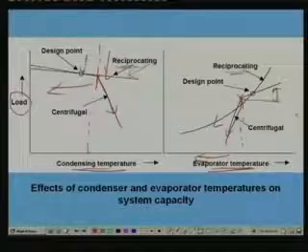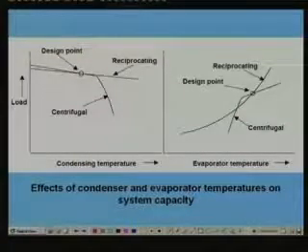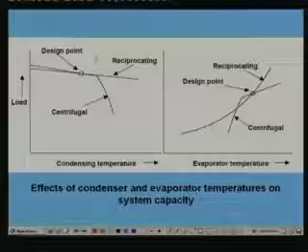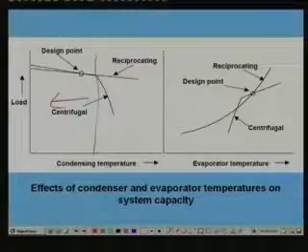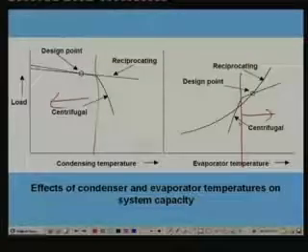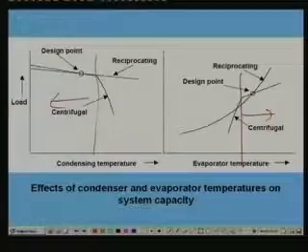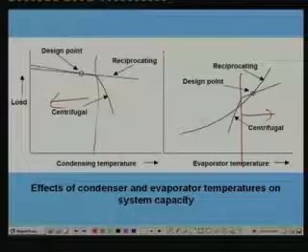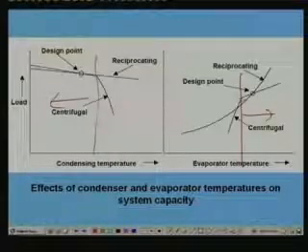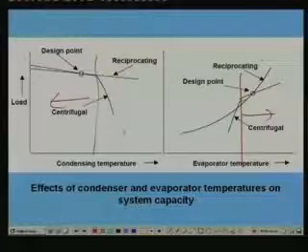So you find that as long as you operate the system to the left of the condensing temperature curve or to the right of the evaporator temperature curve, the performance of the centrifugal compressor is good. But once you go beyond these points, there is a sudden drop in the capacity. So you should never operate the systems under these conditions.